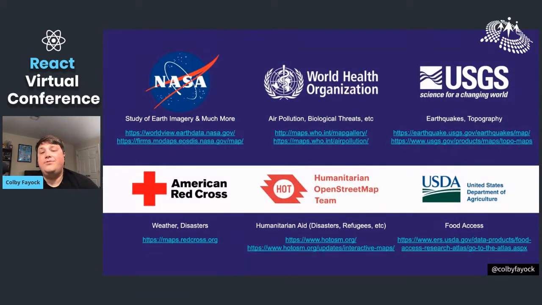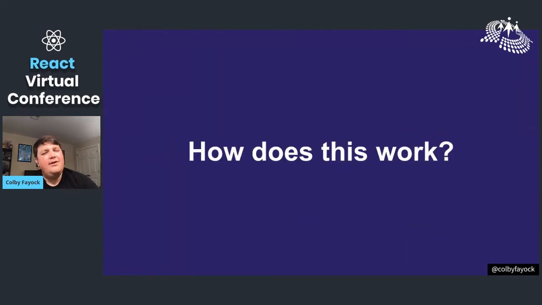But there are a ton of well-known teams doing great work trying to help. These are just some of the ones from the United States. We have USGS helping to map out earthquakes. USDA is monitoring food access. And they're not just monitoring the US, they're monitoring all around the world. They're all working towards providing more information to the people who can actually make a difference, which is directly translating to lives saved. So how does all this actually work?